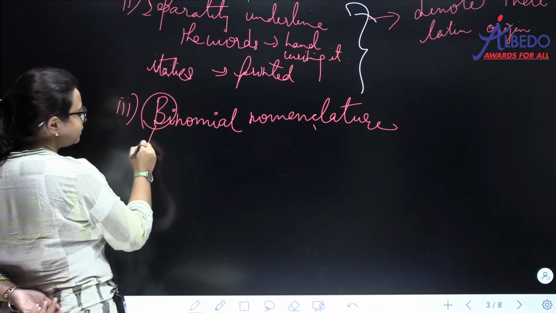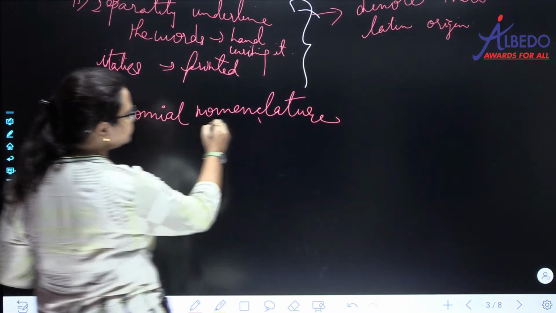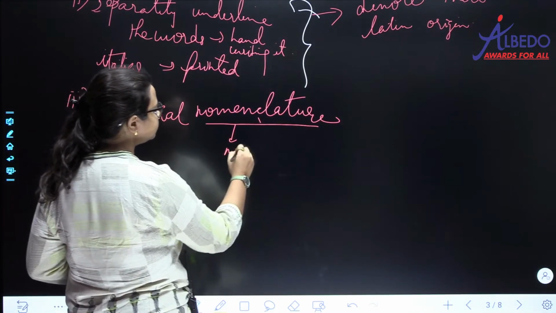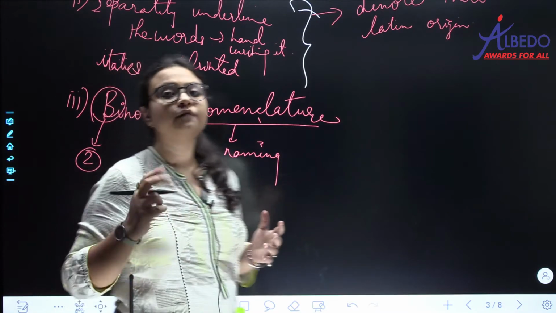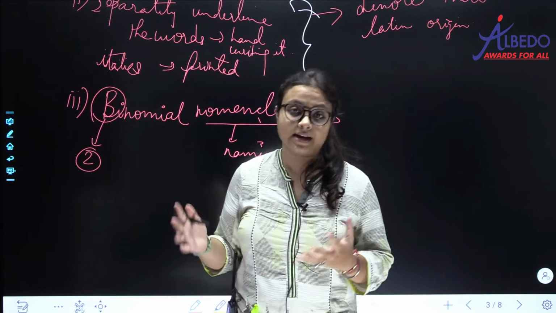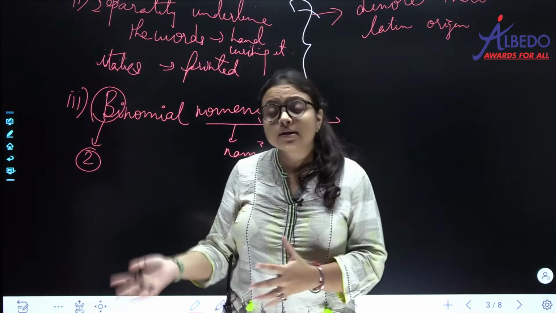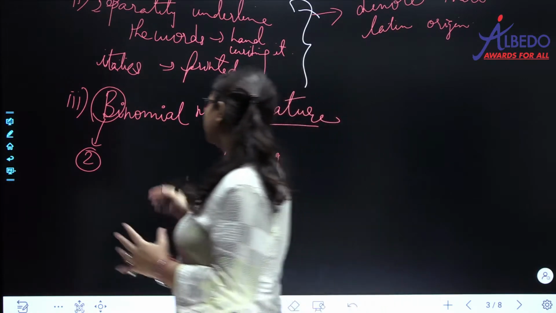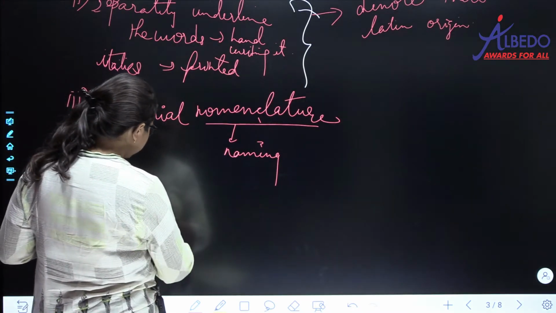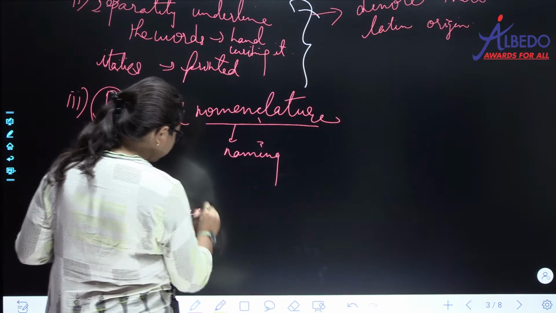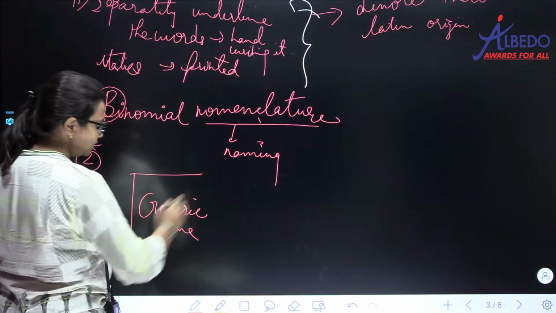Bi means two. You know that bi means two. And nomenclature means naming. So in this process of scientific nomenclature, we use two words to name an organism. All organisms must have two names, or two words, in that particular name. So what are the two words? The first word is called the generic name.